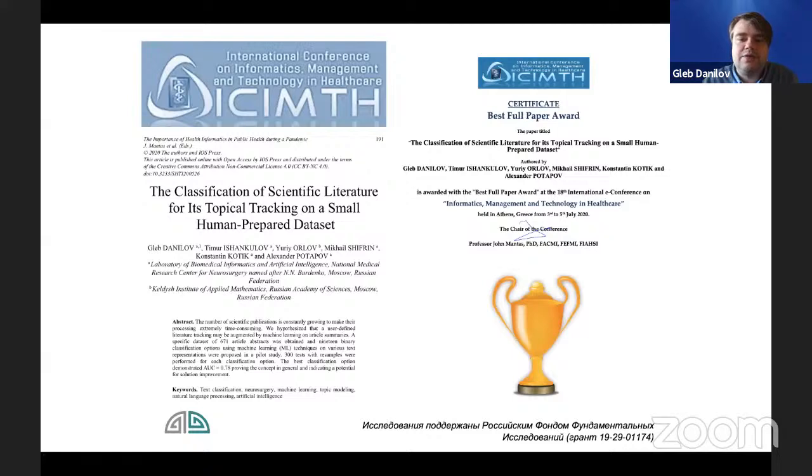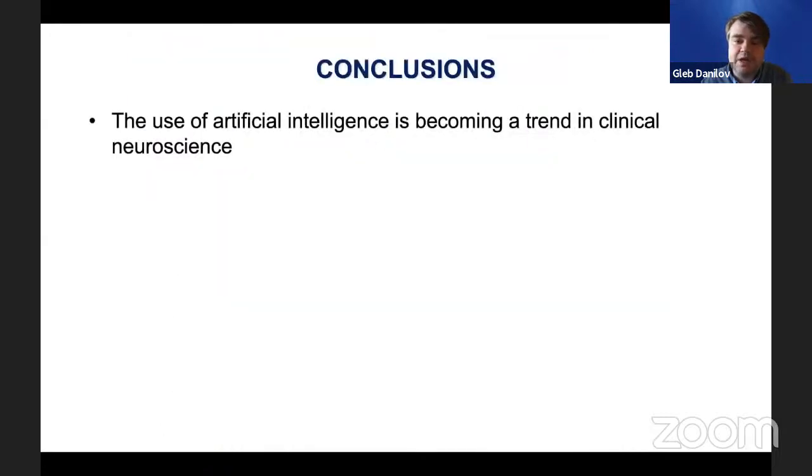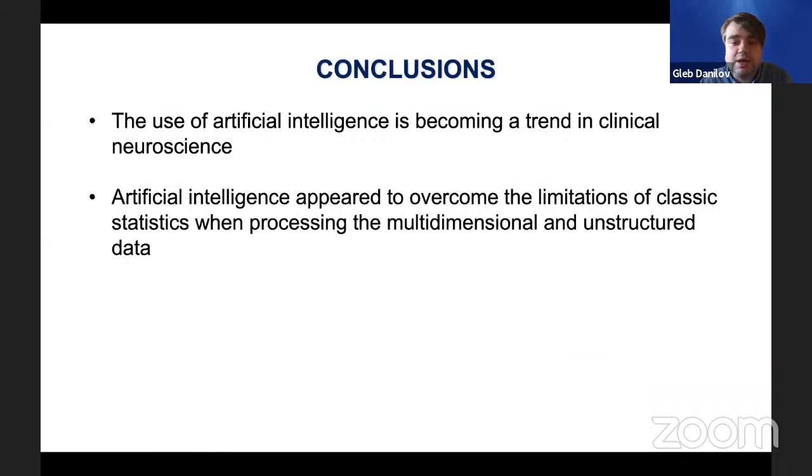We also made an algorithm for scientific literature classification and tracking specific topics, and received a best paper award at the European Conference in Medical Informatics. In general, we are very enthusiastic about artificial intelligence studies at Burdenko Neurosurgery Center, and we believe that this topic has a really good perspective. So in conclusion, the use of artificial intelligence is becoming a good trend in clinical neuroscience, and we should not ignore it. It is a separate niche in neurosurgery as well.